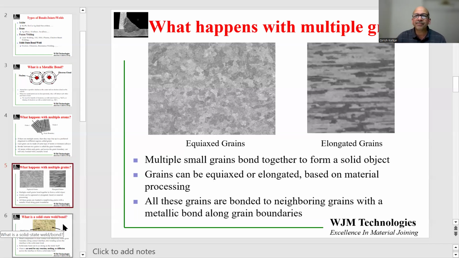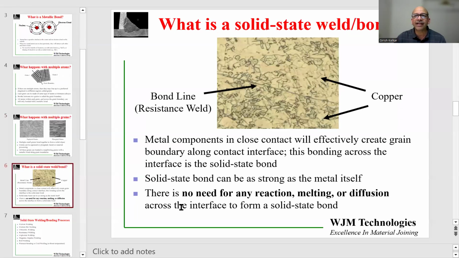Now, what exactly happens in a solid state weld or a solid state bond, for example? Here I'm showing you a cross section of two components of copper, and you can see the bond line between the two. This bonding was done with a resistance welding machine. You can see the grains on one side in this piece of copper. You can see the grains on the other side in this piece of copper.